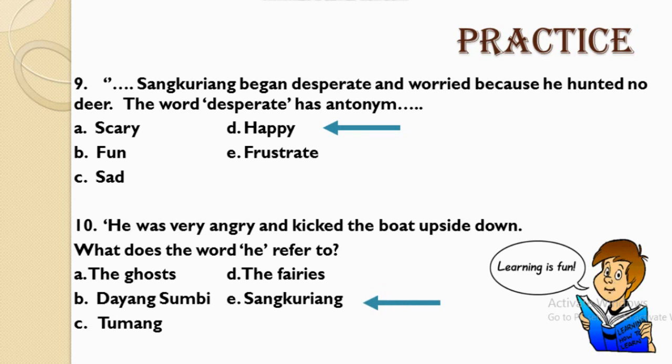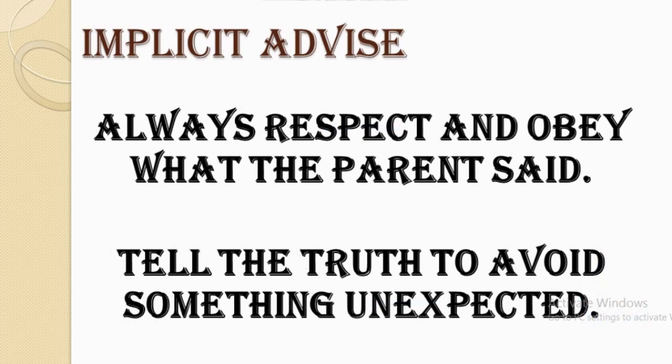Yeah, smart students? Is it clear enough? After reading and listening to the story, there are implicit advices, and we have learned about the moral value here. Always respect and obey what the parents said, and tell the truth to avoid something unexpected.